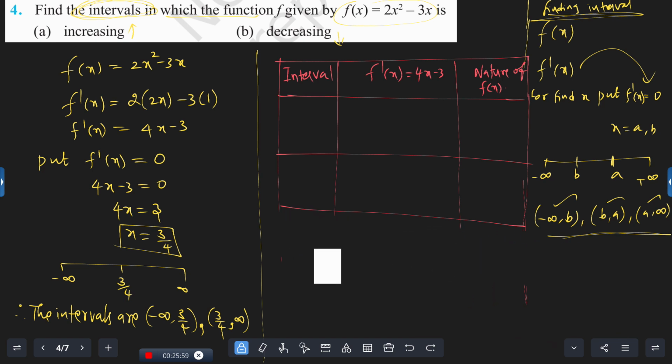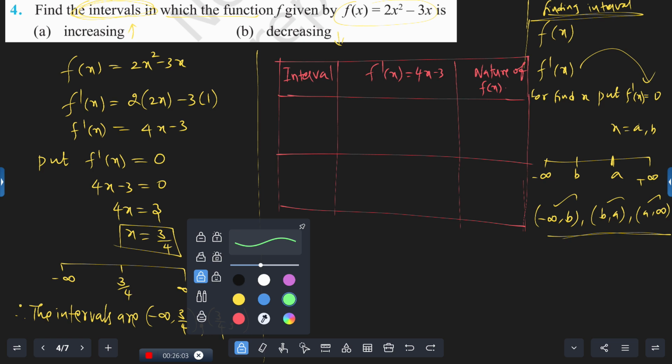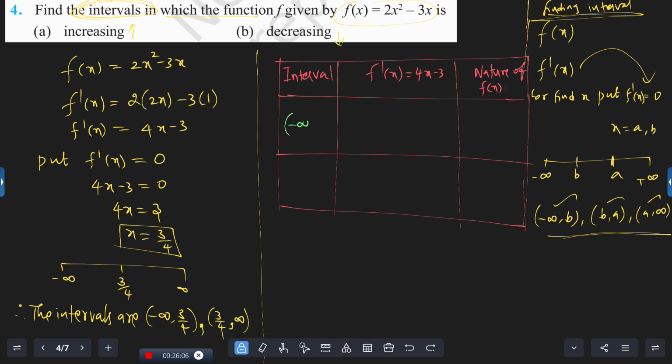However many intervals you have, that many boxes you have to take for betterment. Now the first interval is minus infinity comma 3 by 4, and the second is 3 by 4 comma plus infinity. So how do you check increasing or decreasing? Now children listen. Very easy and important work. From each interval you take any one number.